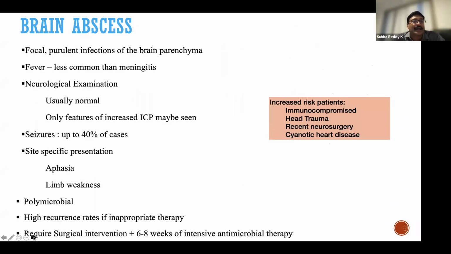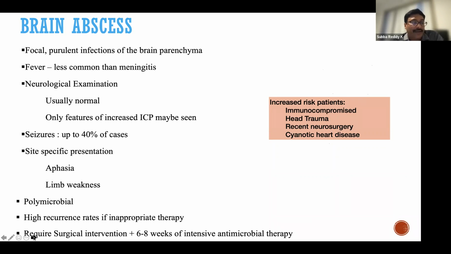Coming to brain abscess, again, sometimes we miss brain abscess in the neurointensive care unit. It is a focal purulent infection of the brain parenchyma, and fever is less common than in meningitis. When you examine, generally the neurological examination is normal. That's why we miss brain abscess in the intensive care unit. Sometimes when you repeat a CT scan, we diagnose it, otherwise we miss brain abscess in the ICU. The only feature may be raised ICP, and we see seizures in up to 40% of the cases. Suddenly they will have a seizure, and then you have to investigate.